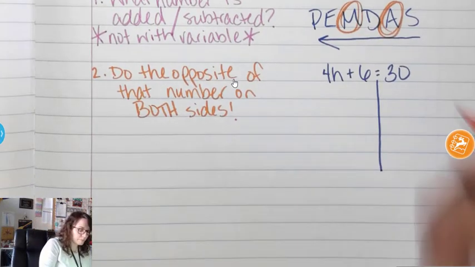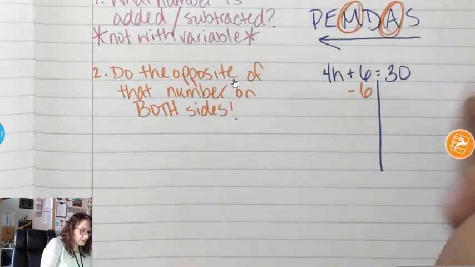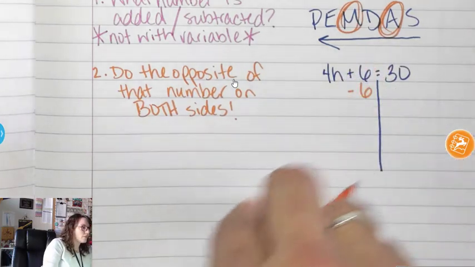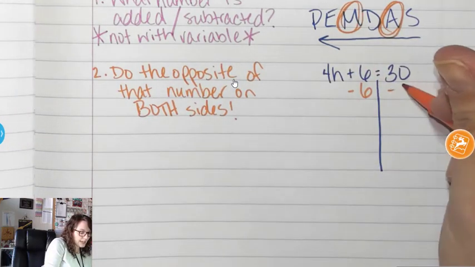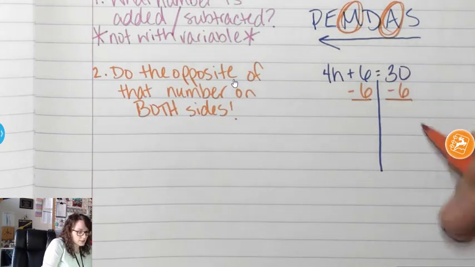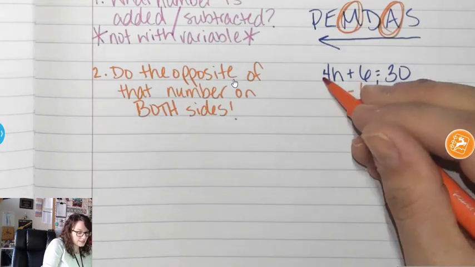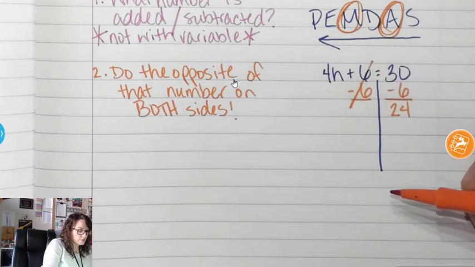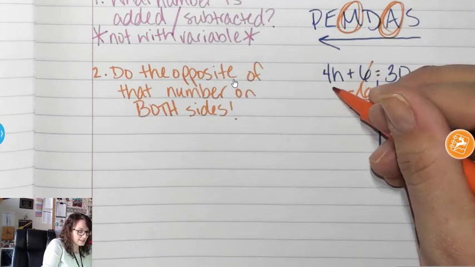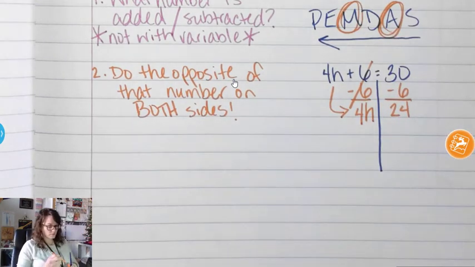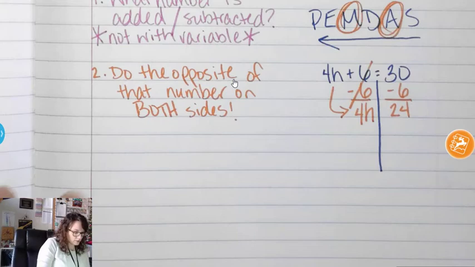So if the opposite of plus 6 is minus 6, since this equal sign tells me that both sides are equal, if you take 6 off of the left side, you have to take 6 off the right side too. So what's 30 minus 6? Okay? And then this 6 minus 6 is 0, so we put a line through it. So we cancel them out. I still have 4h. That didn't go anywhere. Now you should be left with just multiplying or dividing.